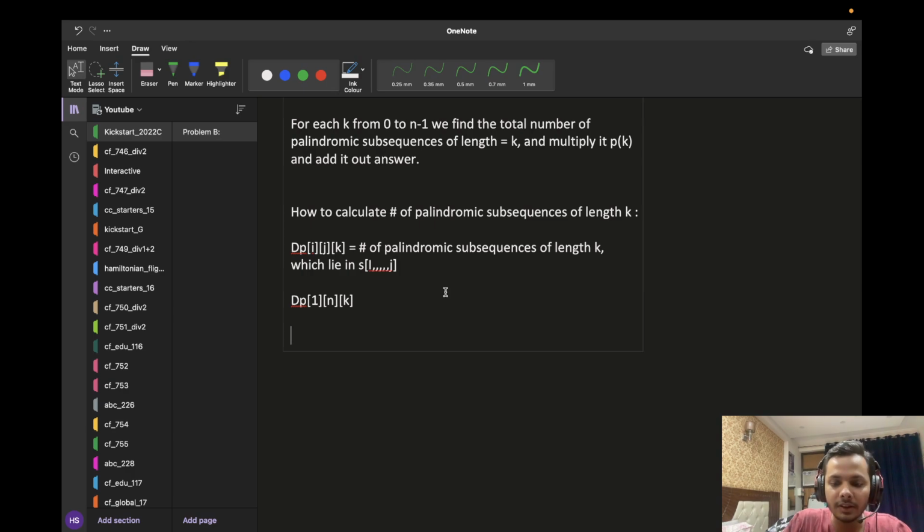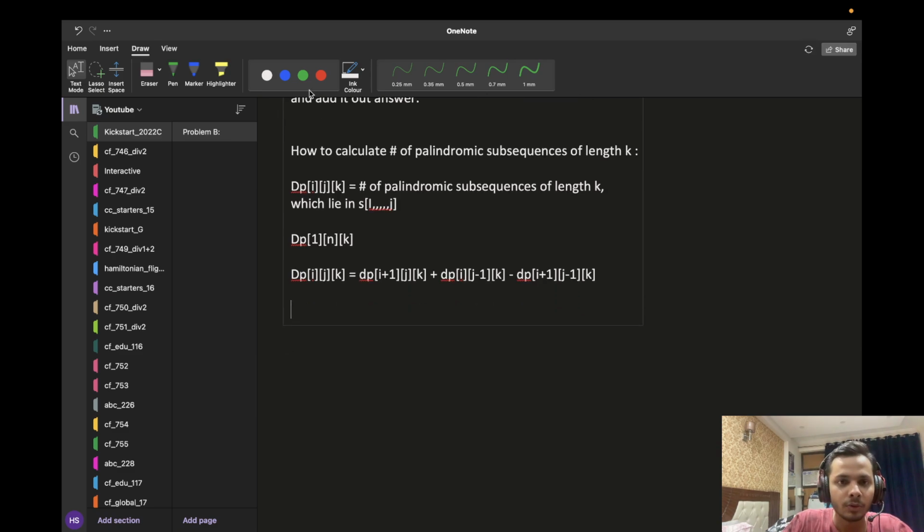So the first thing is that dp[i][j][k] will be equal to dp[i+1][j][k] plus dp[i][j-1][k] minus dp[i+1][j-1][k]. And now why is this so? Let me try to explain. Let's say this is i and this is j, this is i plus 1, this is j minus 1, right?